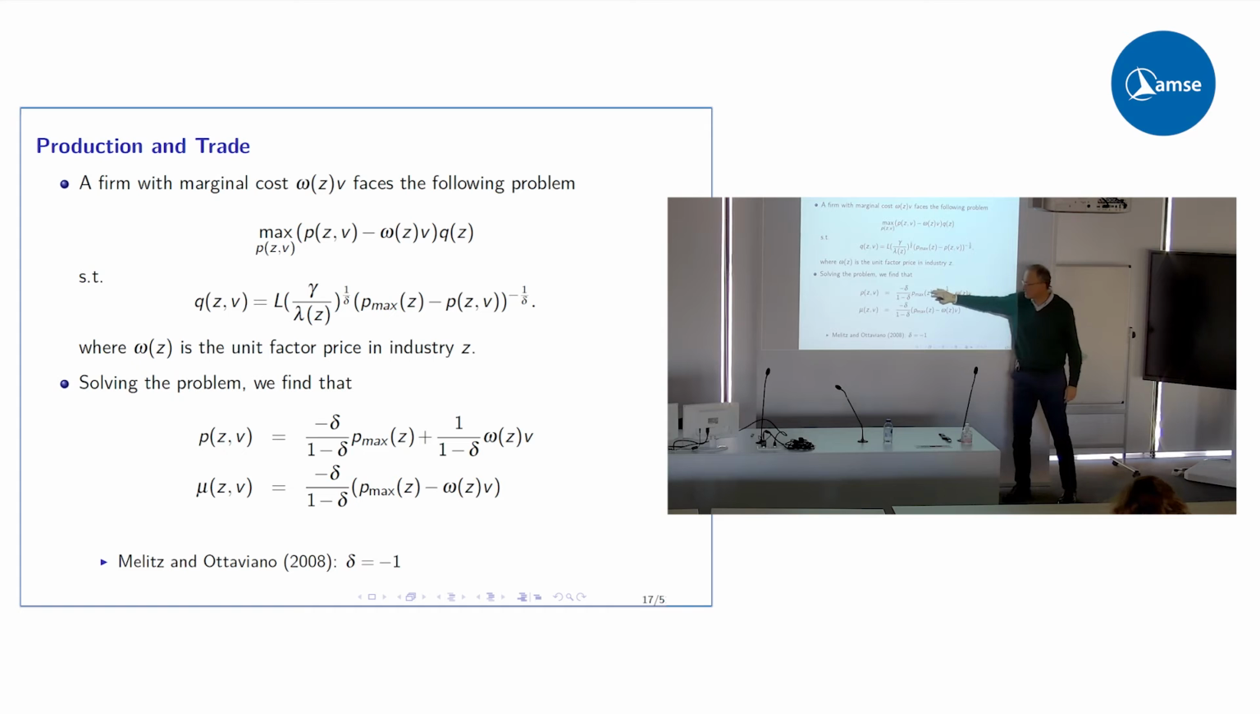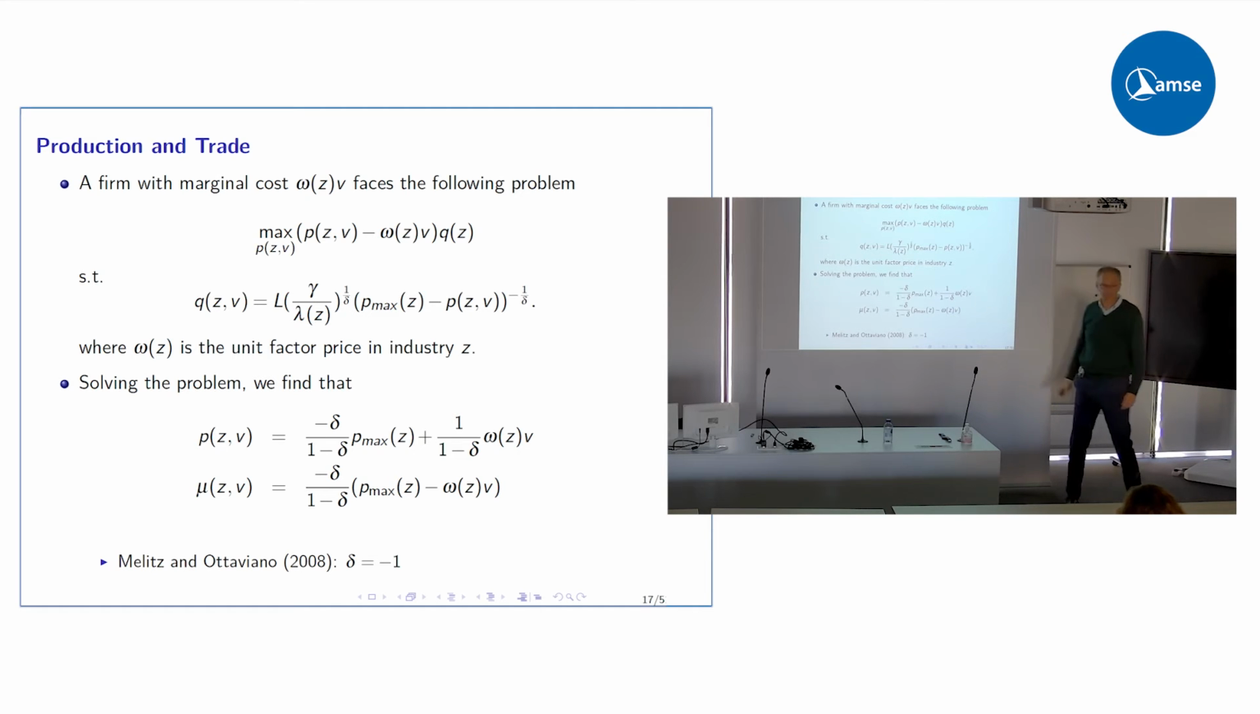If there is instead incomplete pass-through, it's not that simple, because incomplete pass-through means that what I see in the data in terms of prices is not perfectly revealing this marginal cost here, or this technological parameter here. So I need an additional adjustment in order to back out what is V.